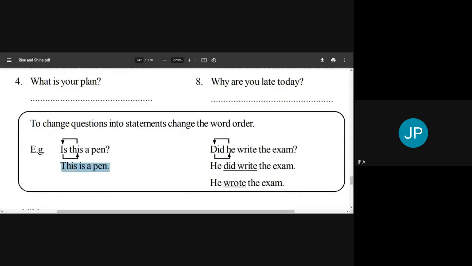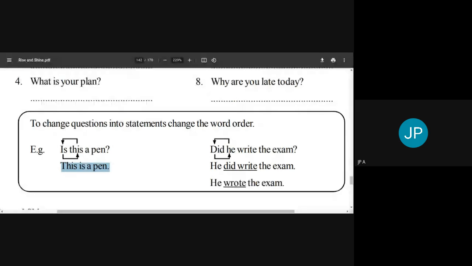And if so, that is a yes or no question. Suppose I want to change it into a WH question. I can add a WH question word here. Why is this a pen? That is asking for an explanation, so I cannot say yes or no for an answer. So I can change it into a WH question by adding a why there.